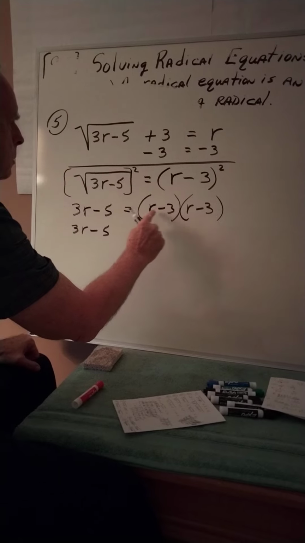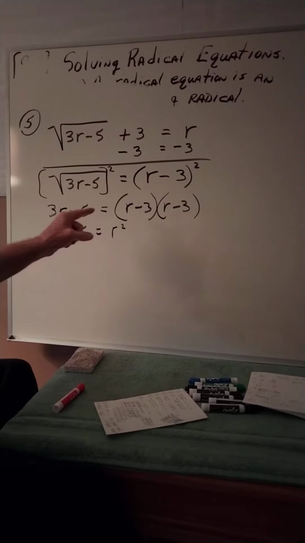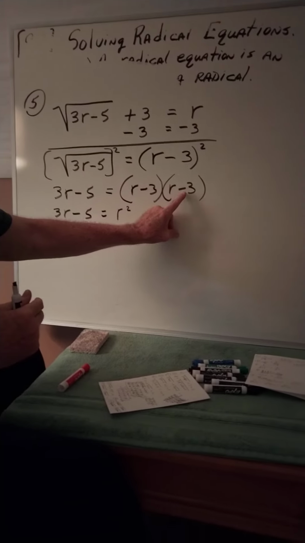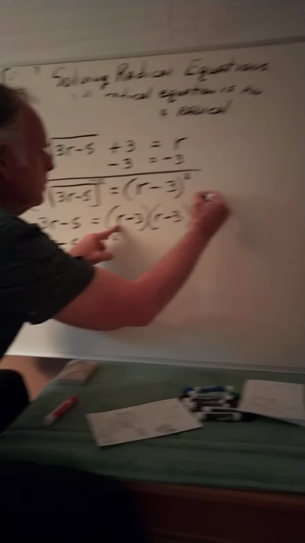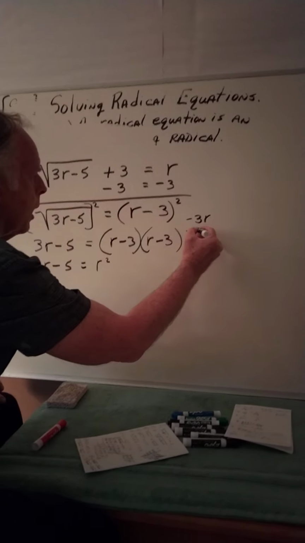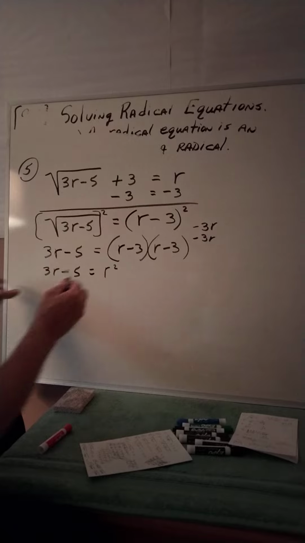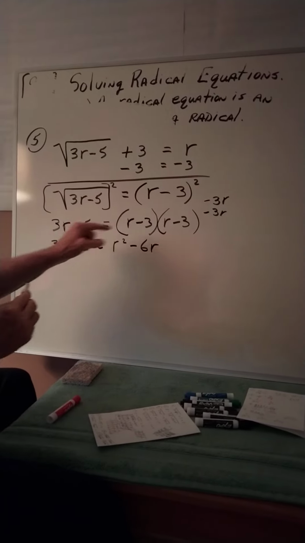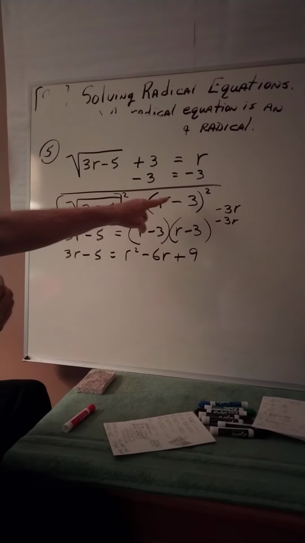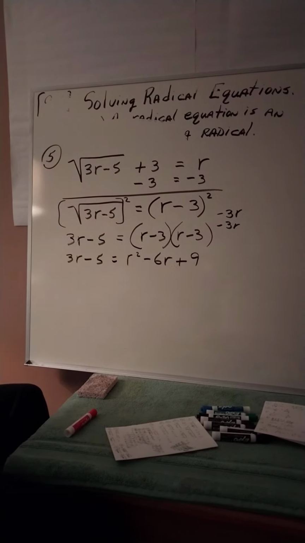First terms. R to the 1 times r to the 1. R squared. Now I'm going to do the outer and the inner in one step and combine like terms. Outer, negative 3 times r. Inner, another negative 3r. Combine those. Be careful. It's negative. Those are two debts. And then the last, negative 3 times negative 3. So if you know, and you really know how to square a binomial correctly, you're going to get this.